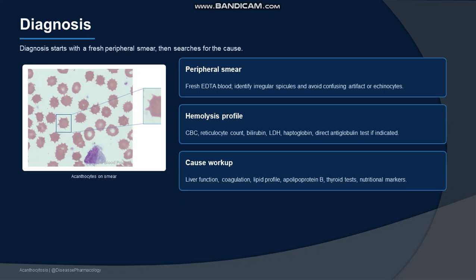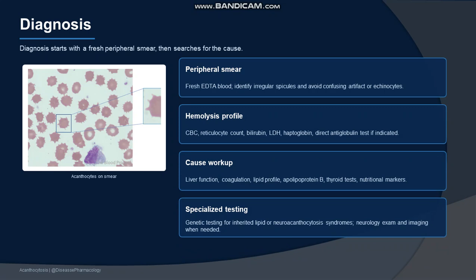Cause workup: liver functions, coagulation, lipid profile, apolipoprotein B, and thyroid tests should be performed in those patients. Specialized testing: genetic testing for inherited cases or neuroacanthocytosis syndrome, neurology exam, and imaging when needed.